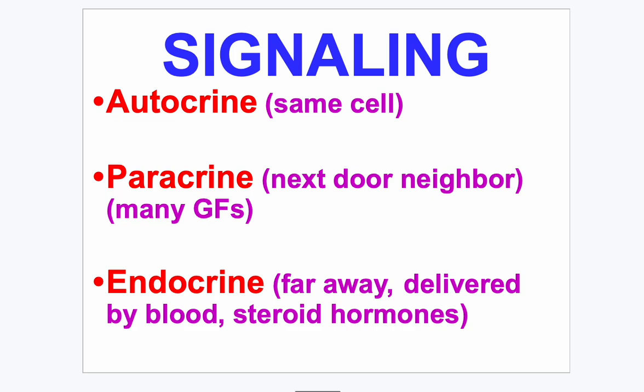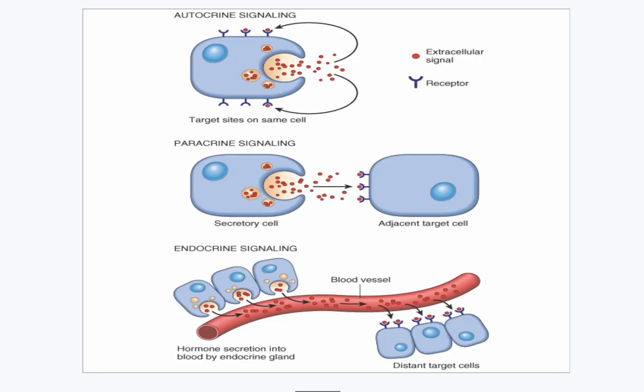Okay, for signaling, okay, must know terms, autocrine, pag ang sinisignal niya is yung same cell, no, sarili niya. Auto. Paracrine, next door neighbor, no? Kailangan to ng many growth factors. Endocrine, far away, no? Kay layo naman siya, no? This is usually delivered by blood, no, your steroid hormones. Okay, so you have your autocrine, sarili lang niya. Paracrine, no, adjacent target cell, kailangan to ng mga many growth factors. And endocrine signaling, no. Kasi far away, kailangan niya mag-travel sa blood vessels.